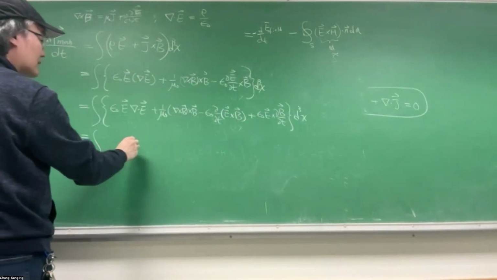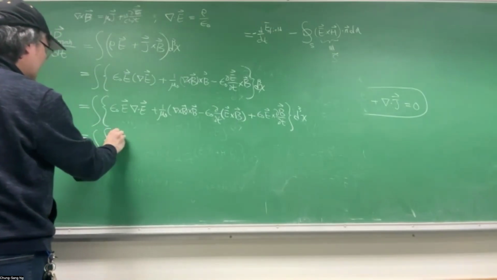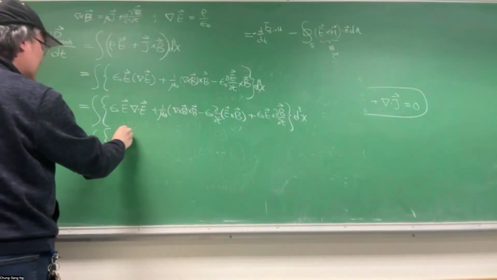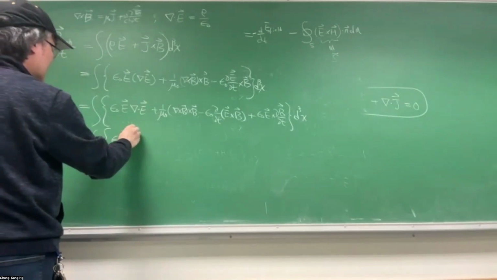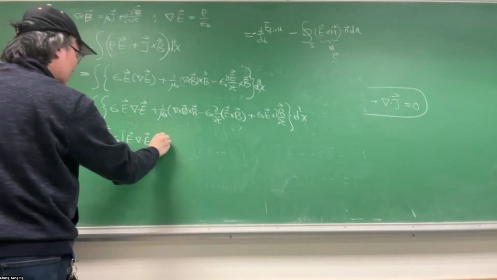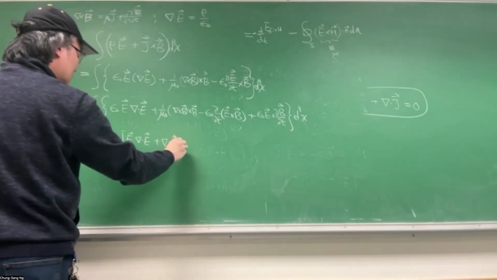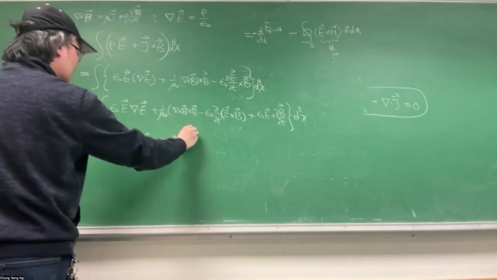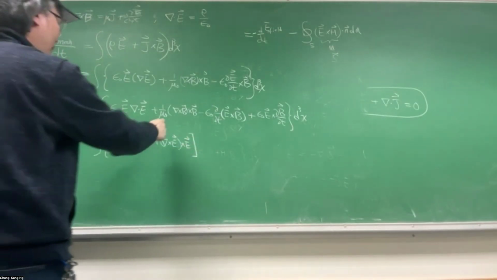All together, you have your epsilon 0 divergence E plus curl E cos E. That's the electric field term.